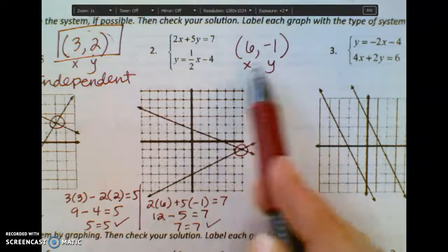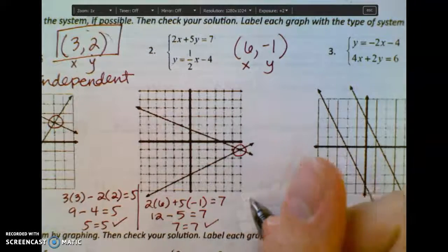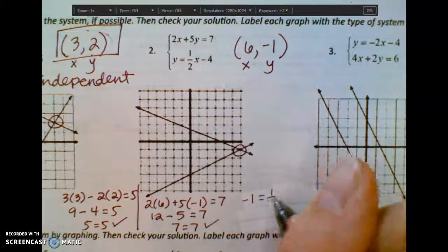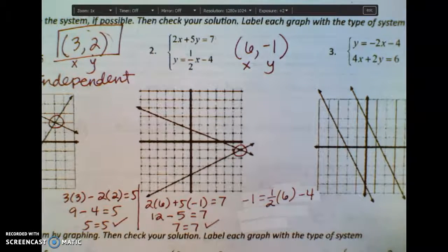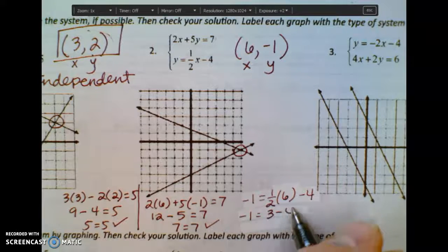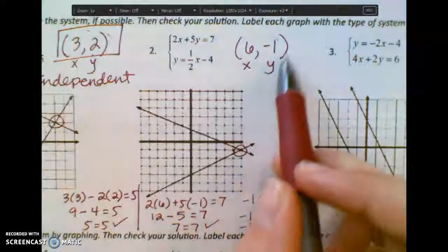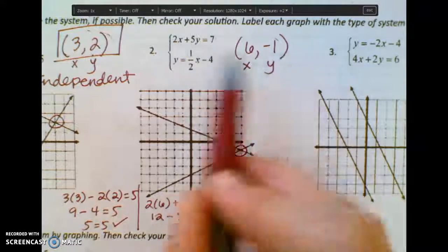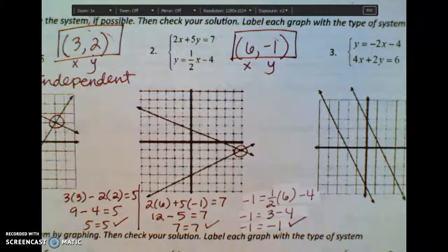Now let's take x and y and plug it in for x and y in the second equation. So this gives us -1 equals 1/2 times 6 minus 4. Now let's solve it. 1/2 times 6 gives us 3. So I have 3 minus 4, which is -1. Does -1 equal -1? Yes. So this solution, this point, is a solution of the second equation as well. So it does satisfy both.